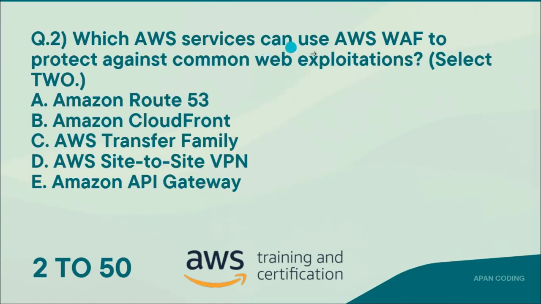Which AWS service can use AWS WAF to protect against common web exploitations? Select two options. WAF means Web Application Firewall, which protects against common web exploitations. This question is asking which type of protection applies. The answers are the first one, Amazon API Gateway, and the second, AWS CloudFront.